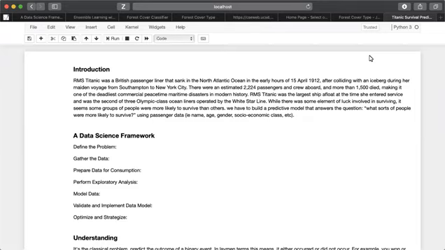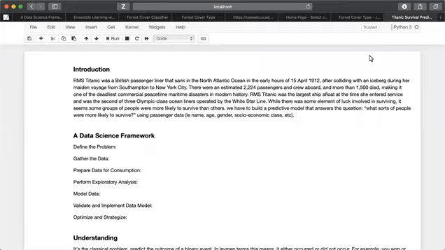So just to give you a brief introduction, this problem I have taken from Kaggle. This is about the famous Titanic mishap. The RMS Titanic was a British passenger liner that sank in the North Atlantic Ocean in the early hours of 15th April 1912 after it collided with an iceberg during its maiden voyage from Southampton to New York City. There were an estimated 2,224 passengers and crew aboard, and more than 1,500 died.